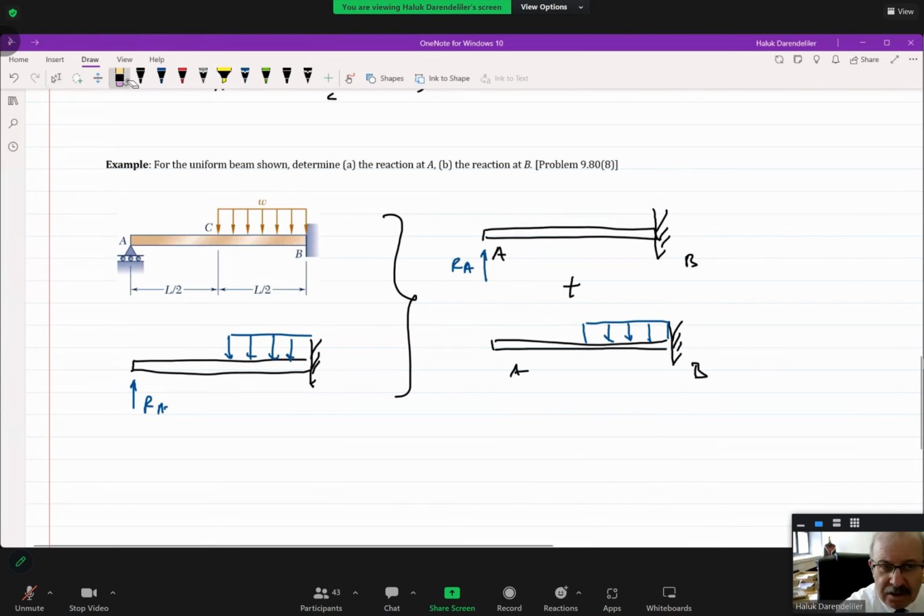Now, this is the first figure, first case, let me say. And this is the second. Now, look at first and second here.